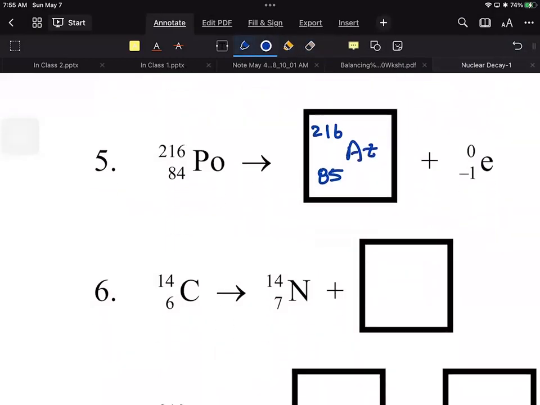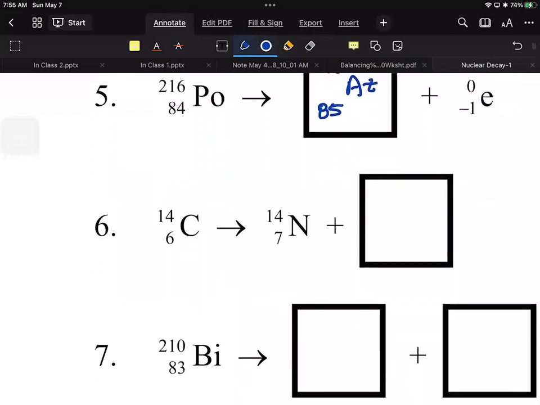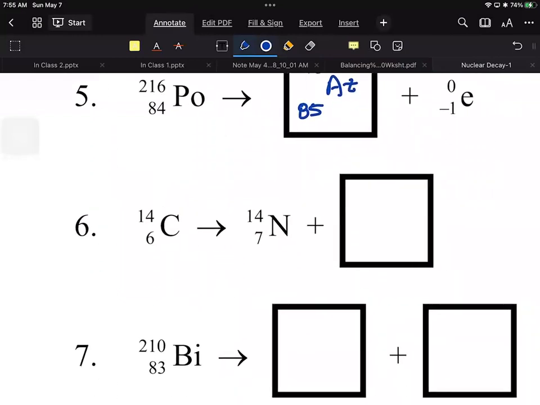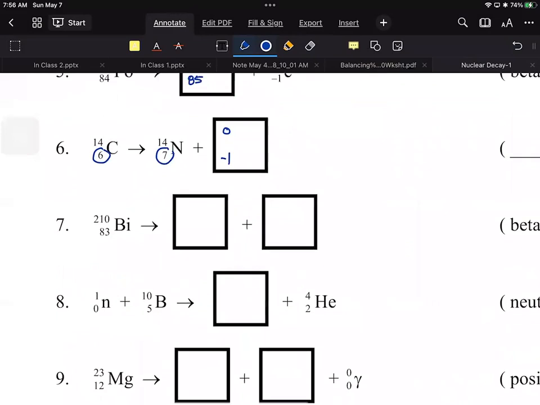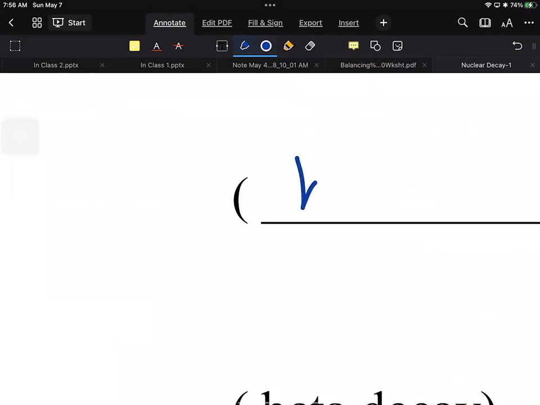All right. The next one is six. Carbon breaks down to nitrogen. So 14 to 14. What plus 14 gets 14? That'll be zero. And then 6 breaks down to 7. So 7 plus what equals 6? Negative 1, because 7 minus 1 equals 6. As you see here, this will be a beta decay. So you're going to write e right here, and then beta decay.